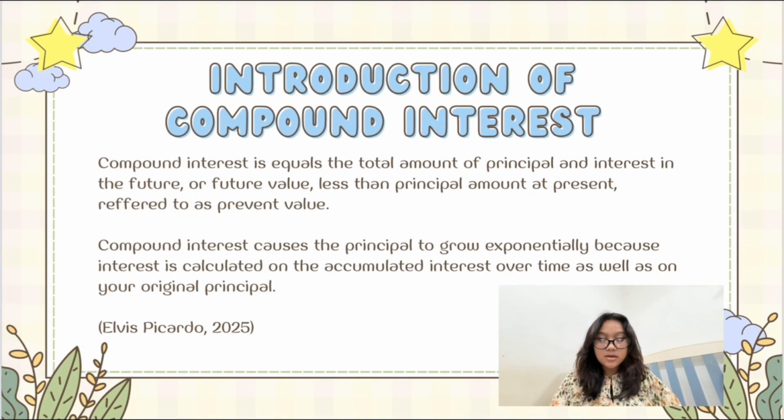Our first case study is compound interest, and I'm going to start with the introduction of compound interest. The citation of our introduction is from Elvis Picardo, 2025. Compound interest equals the total amount of principal and interest in the future, or future value, less the principal amount at present, referred to as present value. Compound interest causes the principal to grow exponentially because interest is calculated on the accumulated interest over time as well as on your original principal.